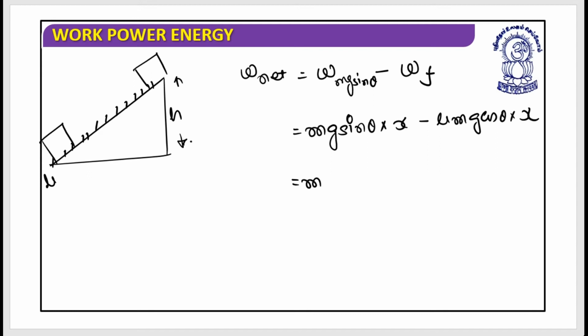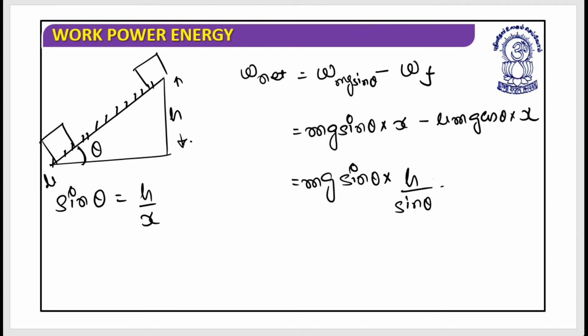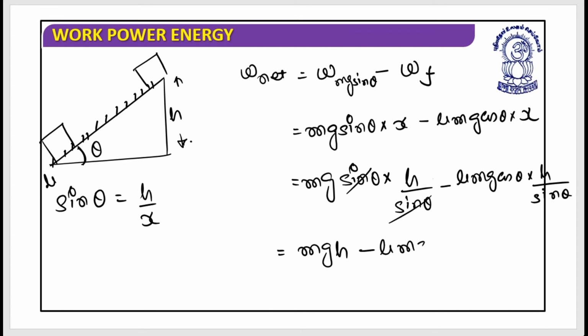If I replace this, sin theta could be replaced as h by x. This equals mg sin theta multiplied by x, where x is h by sin theta, minus mu mg cos theta multiplied by h divided by sin theta. The sin theta has gone, and the term that remains is mgh minus mu mgh into cos by sin, which is cot theta. So this is not only mgh, it is something else too.